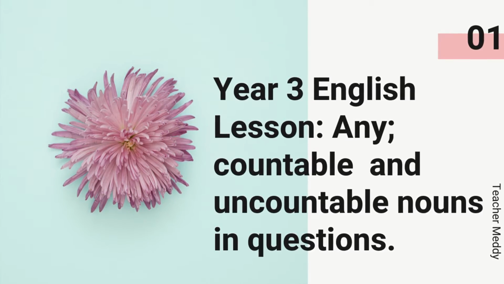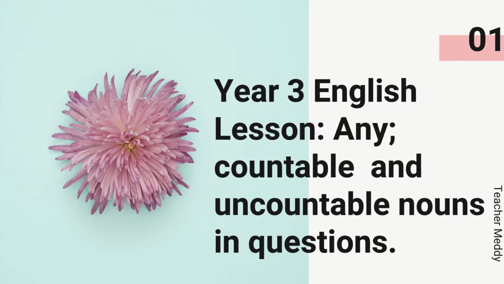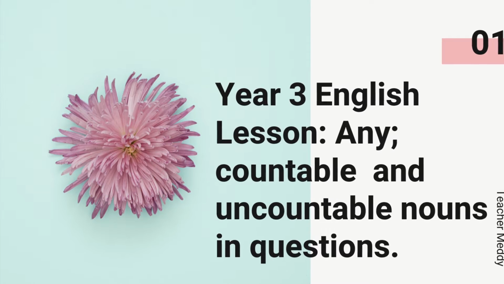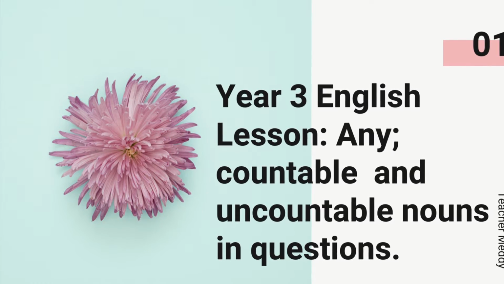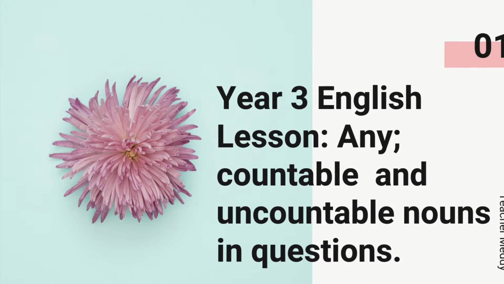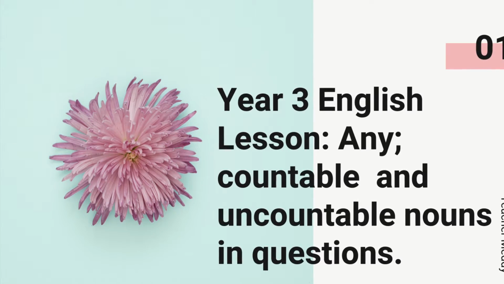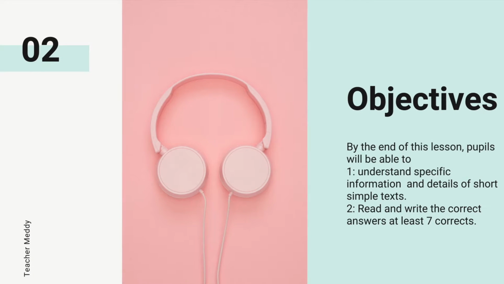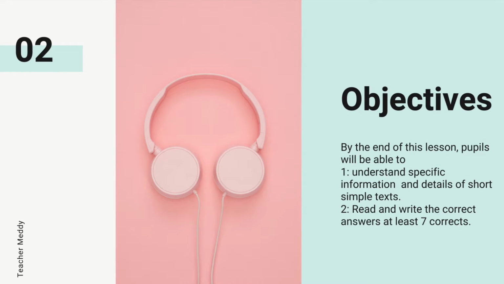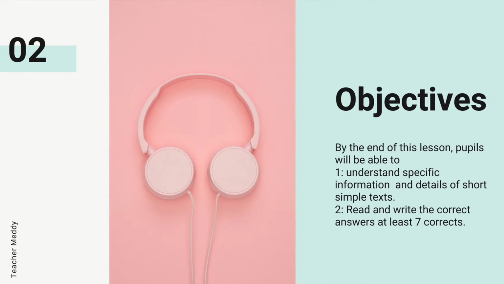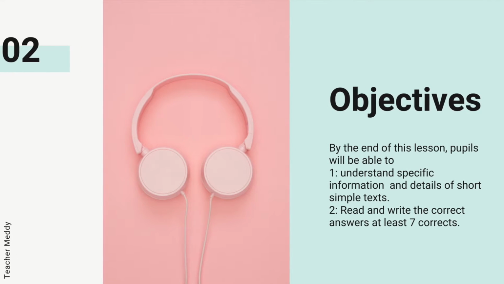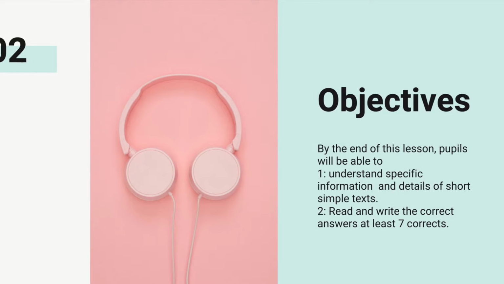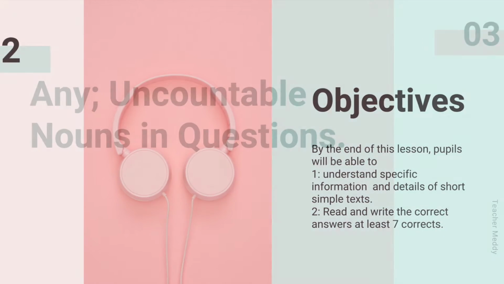Welcome to Year 3 English lesson, focusing on countable and uncountable nouns in questions. So, without wasting more time, let's look at our objectives for today. By the end of this lesson, pupils will be able to understand specific information and details of short simple text, and read and write the correct answers, at least 7 corrects. So let's go to our lesson now.